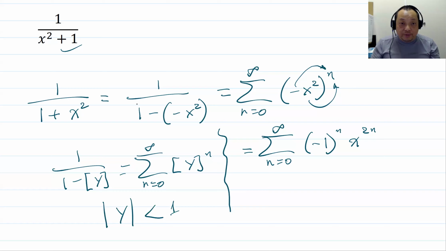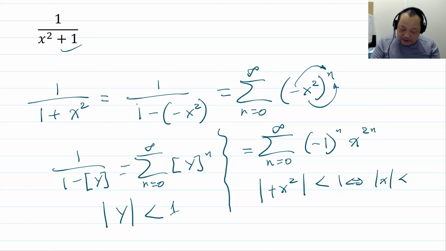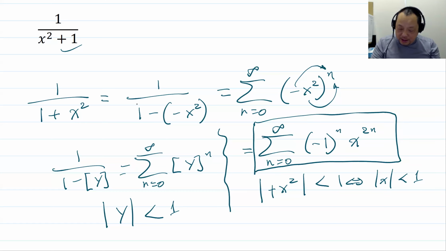And I also know that the interval of convergence, of absolute convergence, is that the absolute value of that big quantity y is less than 1. So that means here the big quantity is minus x squared. Then I'll just solve this inequality. Because of the absolute value, the minus doesn't matter. And absolute value of x squared less than 1 is equivalent to absolute value of x less than 1. So here's my answer, the power series. And here's my answer for the interval of convergence.